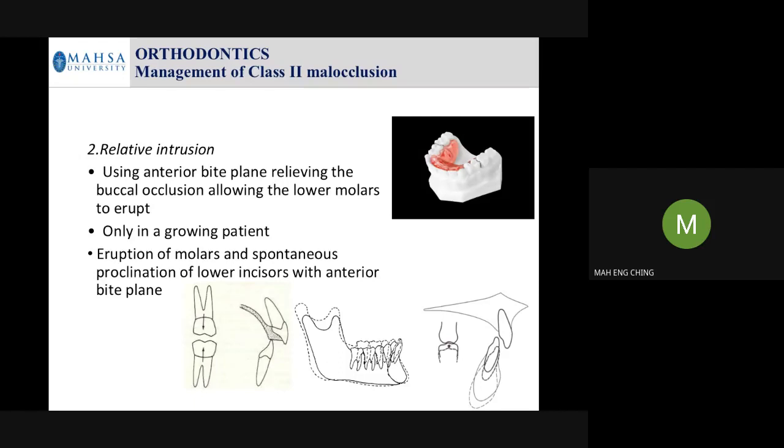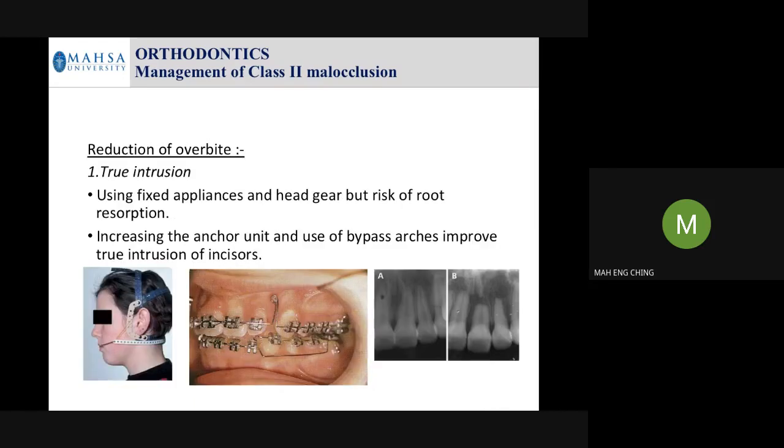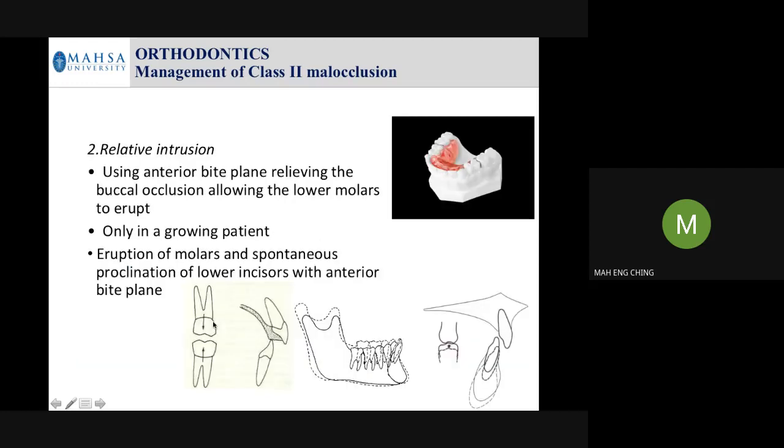So relative intrusion means it is not true intrusion. Because the first method is true intrusion. It means pushing everything upward, intruding the upper incisor into the bone. This one I call true intrusion. Relative intrusion means it is not really true intrusion. It is by using the over-eruption of the molar, which causes what we call increased vertical height, and it causes the reduction of the overbite.